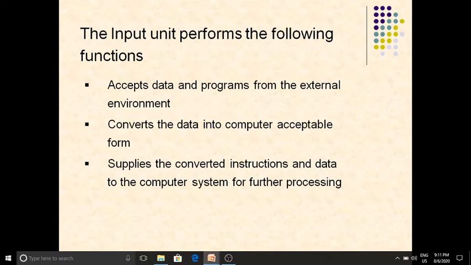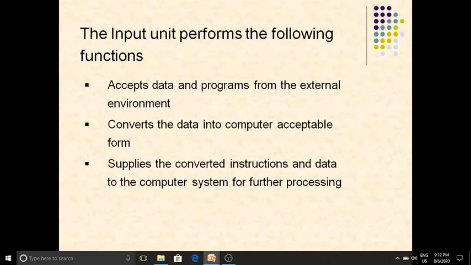It accepts the data from the external environment, that is keyboard and mouse, then converts the data into computer acceptable form, and it goes into the computer system. The computer acceptable form is nothing but digits. A computer is an electronic device which doesn't understand the English language, so English language will be converted into digits.